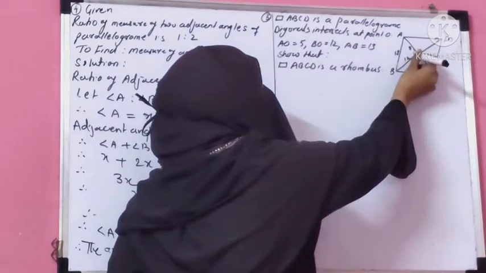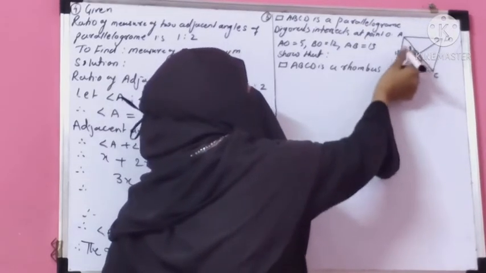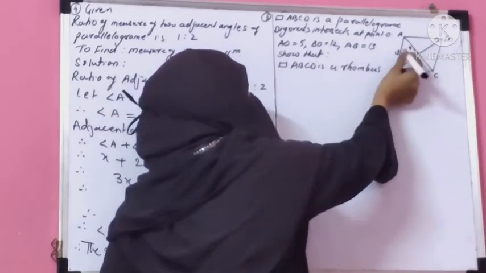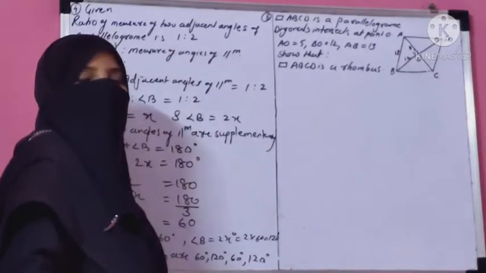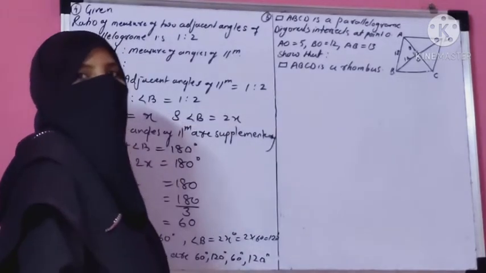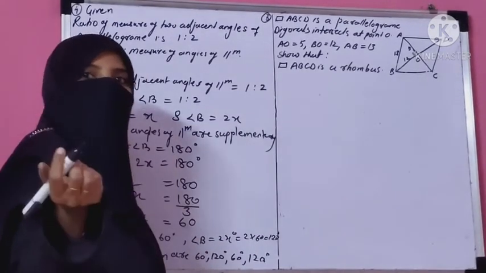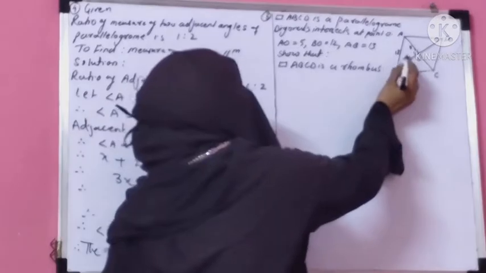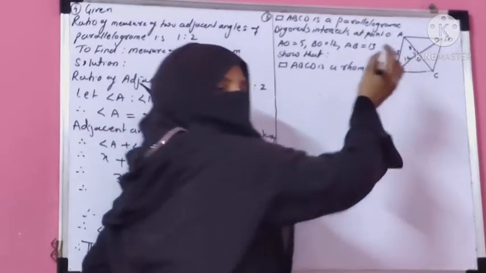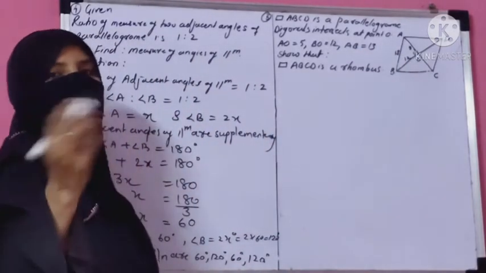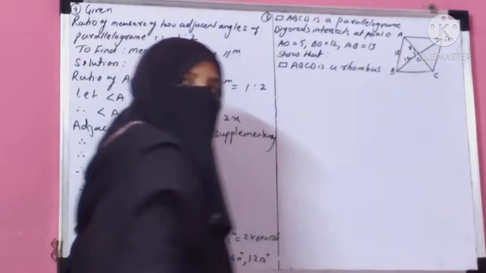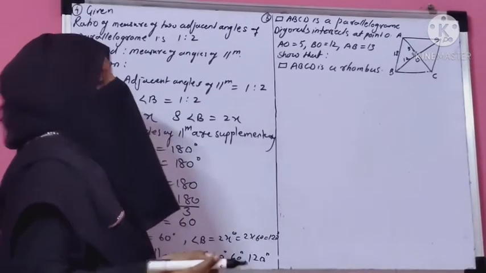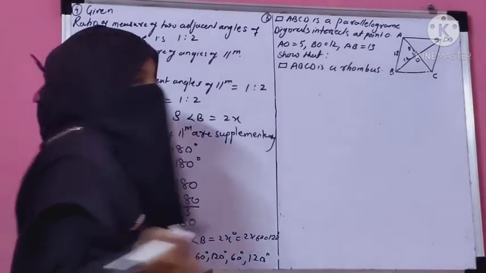To prove this angle is 90 degrees, you have to prove this. Now remember the exercise 2.1, in that we proved Pythagorean triplets. So in this triangle, the greater side is 13. If the greater side square is equal to the sum of squares of the other two sides, then the angle is 90 degrees. Yes, the angle opposite to the hypotenuse is 90 degrees.